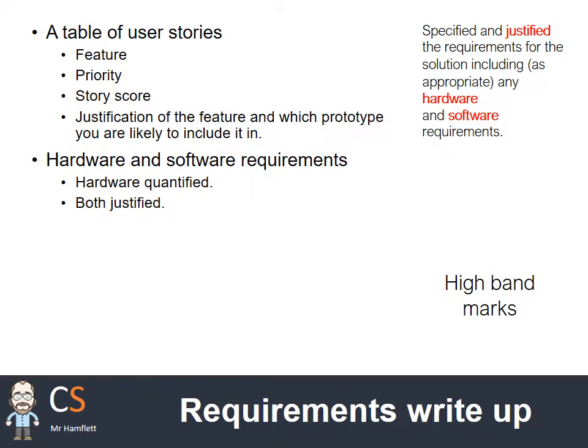A table of user stories with feature, priority, story score. Now, I have written justification here, but you probably don't need to put it into the table because you've done the justifications earlier. If you haven't done justifications earlier, then they probably have to come in here. But you can probably leave that part out. And hardware, software requirements, hardware quantified, both justified.